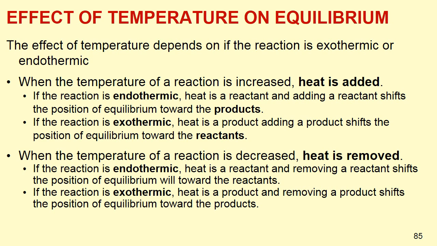So it's a little bit complicated. It sort of depends on whether it's exothermic or endothermic. But again, it's the same idea. If you remove a reactant, it will shift toward that side. If you add a reactant, it will shift away, toward the other side. So if you know which side of the reaction the heat is on, exothermic is a product, endothermic is a reactant, then if you add heat, it will shift away from that side. If you remove heat, if you cool it down, it will move toward that side.